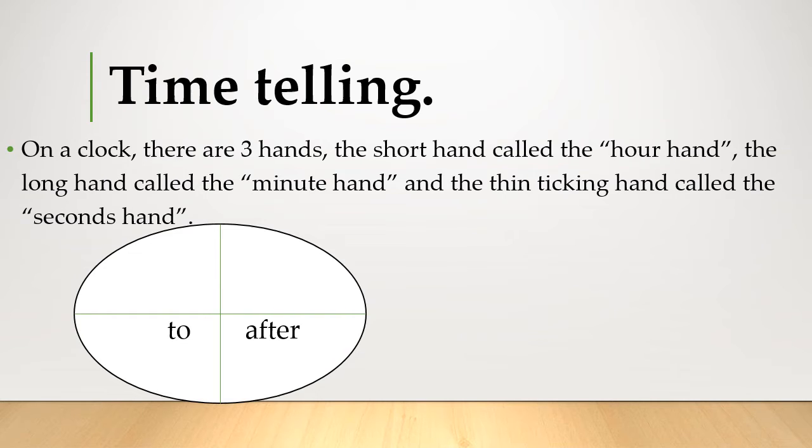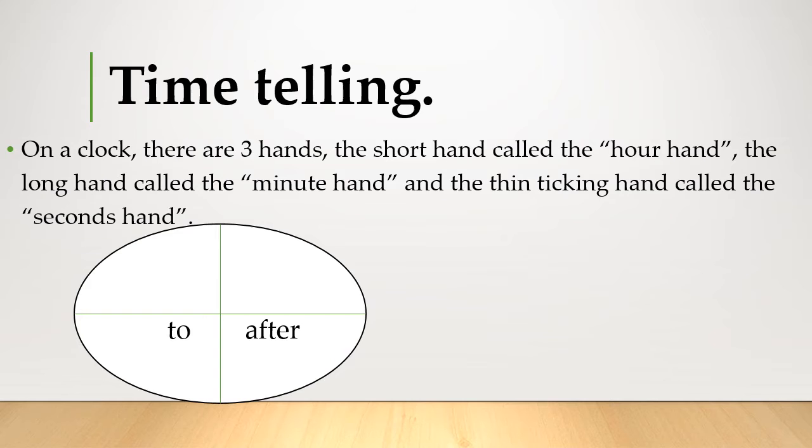They said, on a clock there are 3 hands. We have the short hand called the hour hand, the long hand called the minute hand, and the thin ticking hand called the seconds hand. That's the hand that never rests, that ticks all the time. Say tick, says the clock, tick tick. What you have to do, quick. Yeah, and that hand that always ticks is called the seconds hand.